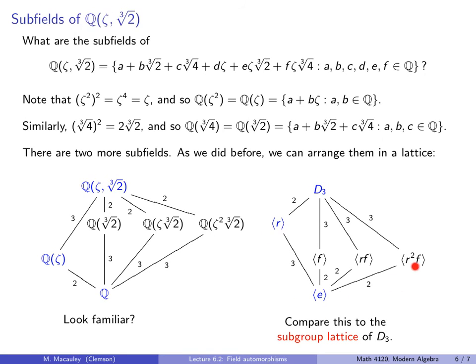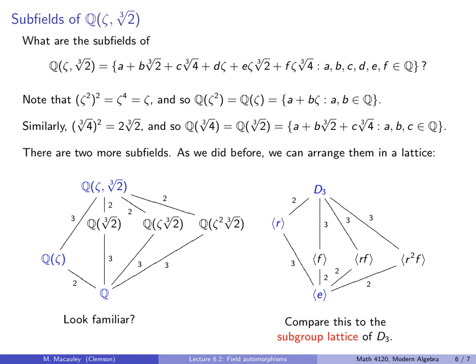Here is the subgroup lattice of D3. Notice it is identical in structure to the subfield lattice, well, assuming I turn this one upside down. And even the edge labels are the same. For example, this 3 is the degree of this field extension. It's because I can create this field by adjoining a root of a degree 3 polynomial, namely this root, to Q. And this 3 comes from the fact that this is an index 3 subgroup in D3, so it has 3 cosets. This is not a coincidence.